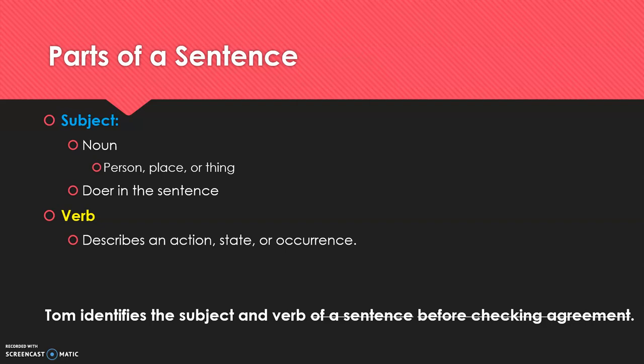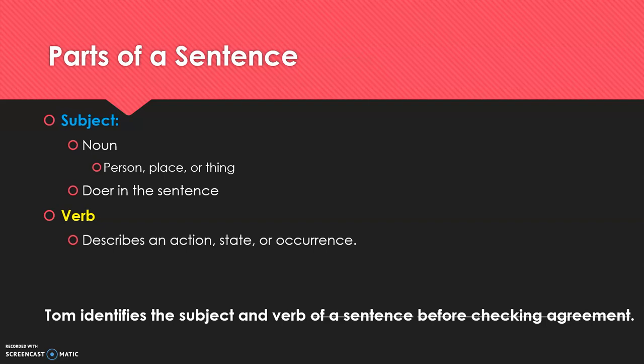So let's look at identifying a subject and verb in a sentence. Using our example sentence, "Tom identifies the subject and verb of a sentence before checking agreement." I always suggest eliminating your prepositional phrases first. If you can see here, I've crossed out "of a sentence" and "before checking agreement." I do that because your subject and verb will never be in a prepositional phrase.